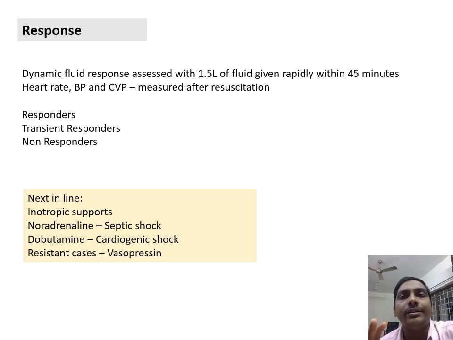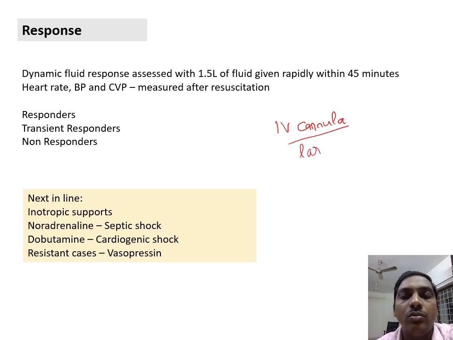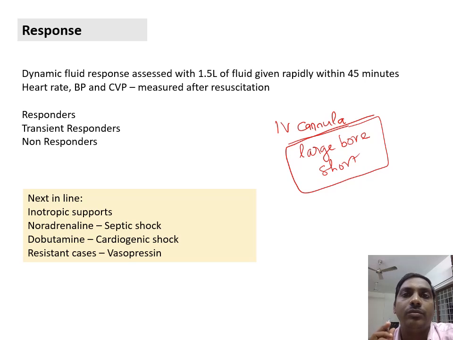So how do you monitor the response to resuscitation in a patient with shock? Take hypovolemic shock as an example. You start resuscitation, and diagnosis and clinical examination go hand in hand. When the patient comes to the trauma table or the emergency department, you immediately introduce two large IV cannulas. The shorter the length, the more the blood flow. The larger the bore, the more the blood flow. Large bore, short IV cannula, so you can transfuse a large amount of fluid in a minute.